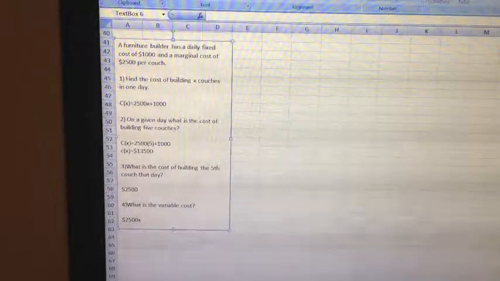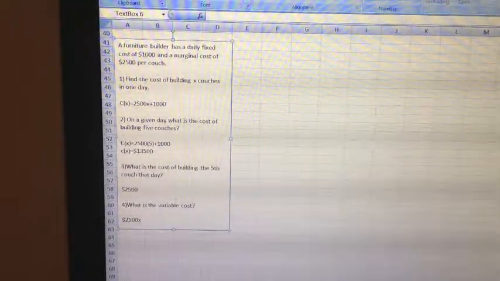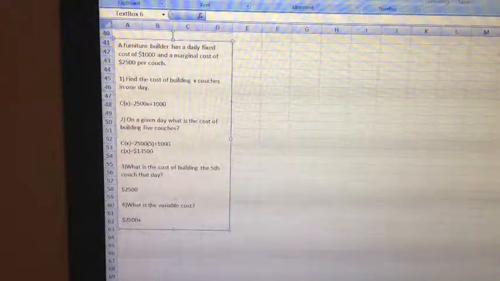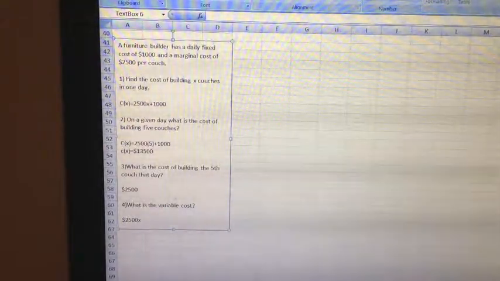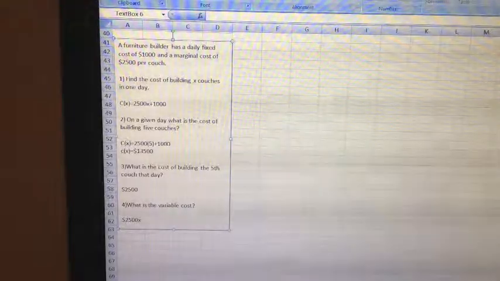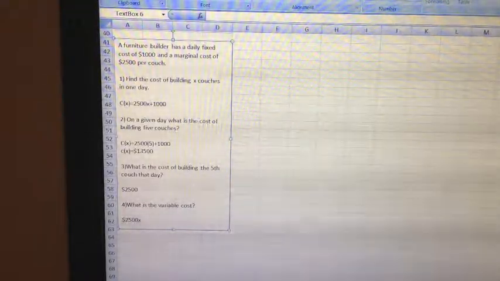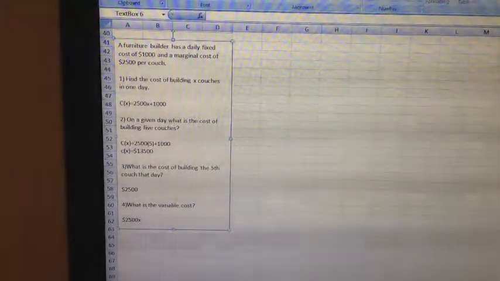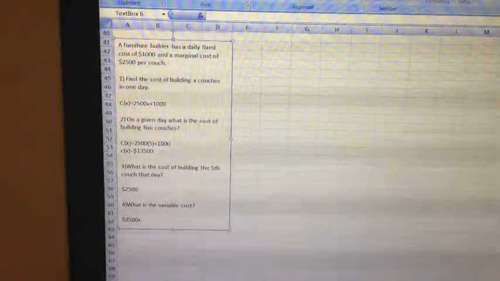Now we are going to work on a word problem which involves cost function. So the problem is, a furniture builder has a daily fixed cost of $1,000 and a marginal cost of $2,500 per couch. So we want to find the cost of building a couch in one day.